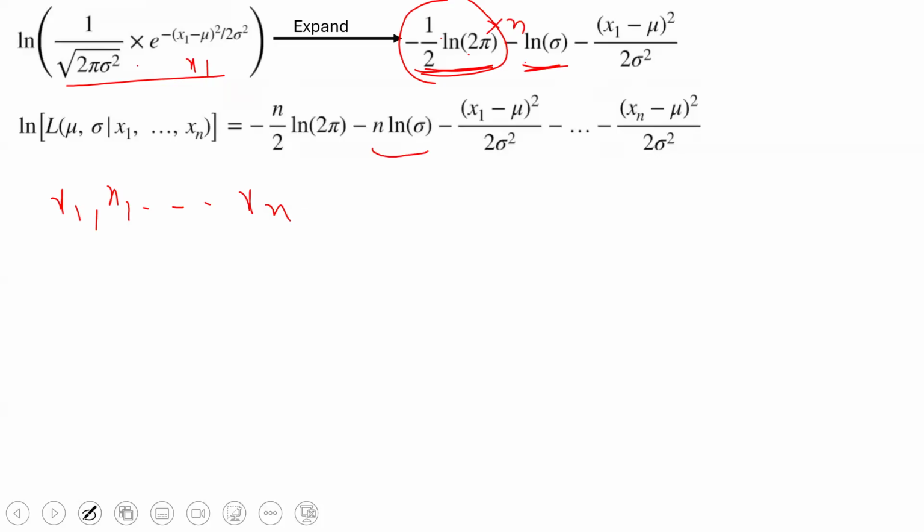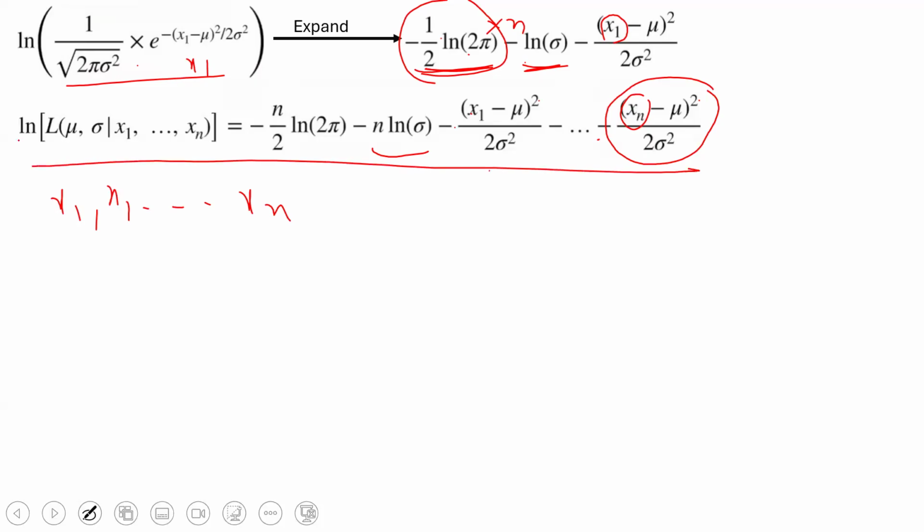If you look at this, for x1 it is x1, for x2 it will be x2, for xn it will be xn. So minus (x1 minus mu) whole square by 2 into sigma square, and so on up to minus (xn minus mu) whole square by 2 into sigma square. So this is the expanded form of the log likelihood function, where we have n data points. Is this clear?